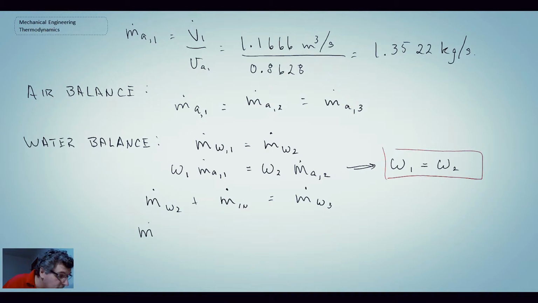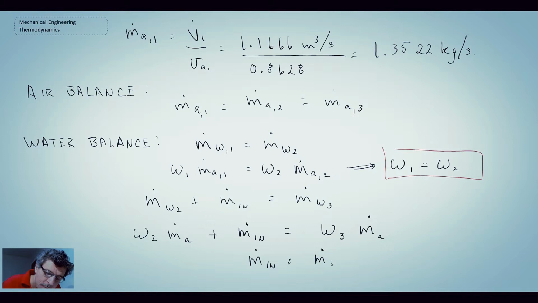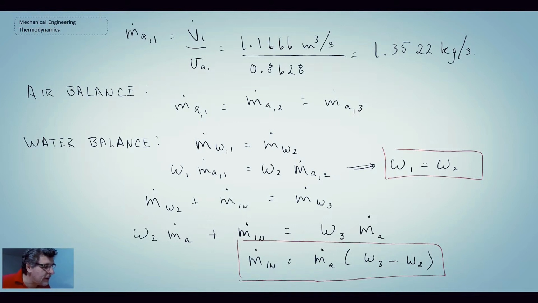Now I can express the first term in terms of the specific humidity, so omega 2 and then the mass flow rate of the dry air. Then the mass flow rate of water coming in has to be equal to what is leaving the right-hand side of our duct. With that, I can isolate the equation for mass flow rate of water in. And we get that expression, and I will box that as well because we may come back to it.